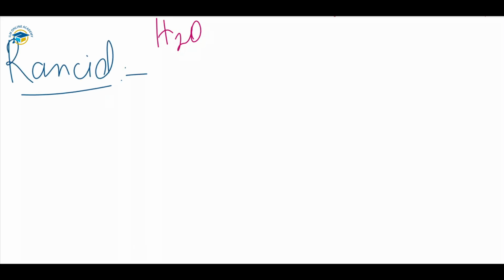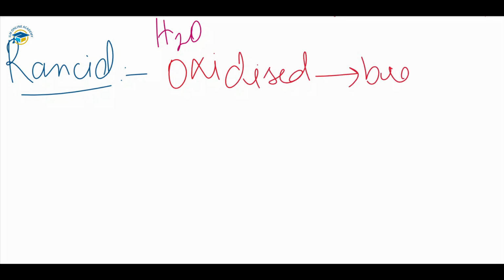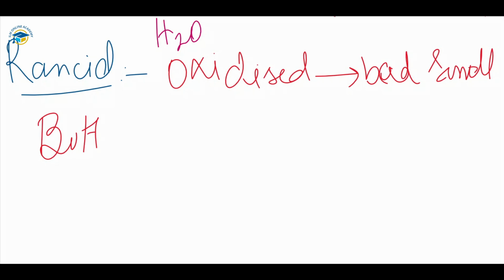You may have heard this word about butter: rancid. Rancidity is a term used to describe oxidized organic material or food, usually involving a bad smell. When a substance is oxidized and a bad smell is produced, that is known as rancidity. The simplest example of this is butter. Mostly butter becomes rancid just because of oxidation with oxygen.